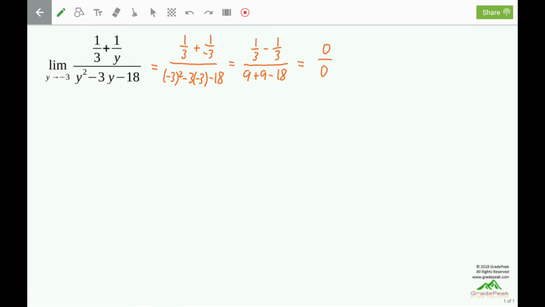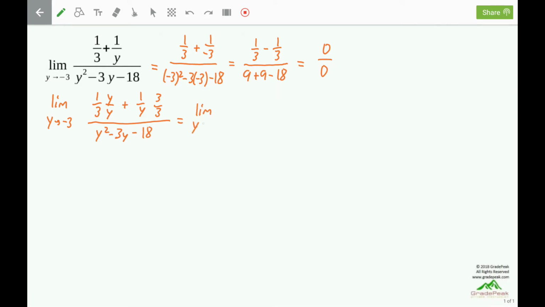Since we have a combination of fractions, we can rework this through the common denominator method. We'll have the limit as y goes to negative 3 of 1 over 3 and 1 over y. We need a common denominator between them. I'm going to multiply the 1 over 3 by y over y, and the 1 over y by 3 over 3 to get the common denominator of 3y. All of this over y squared minus 3y minus 18, which I'm not going to do anything with just yet.